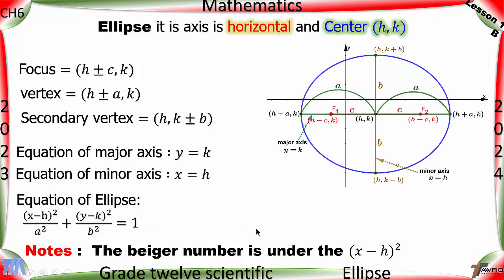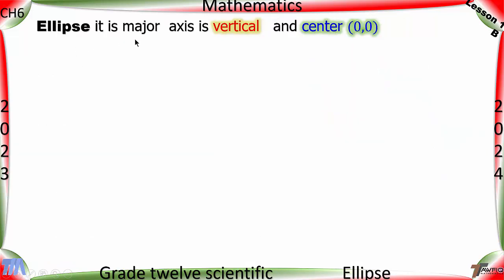Ellipse, its major axis is vertical and the center is (0, 0).